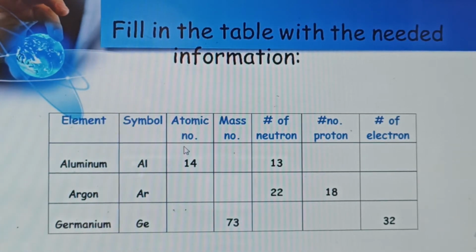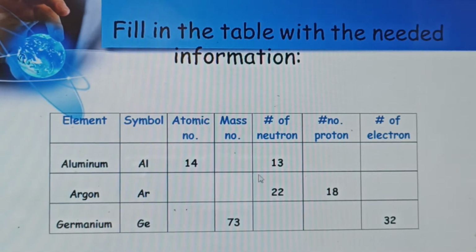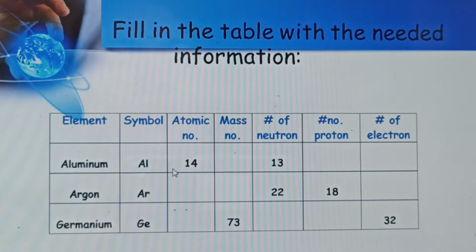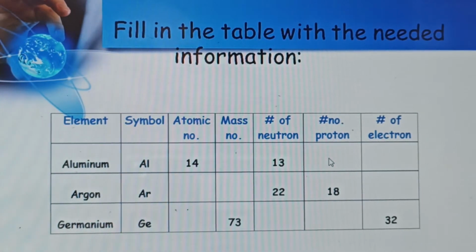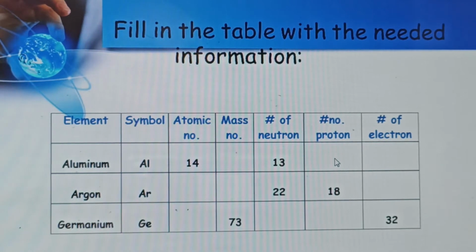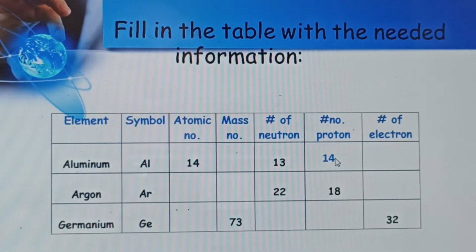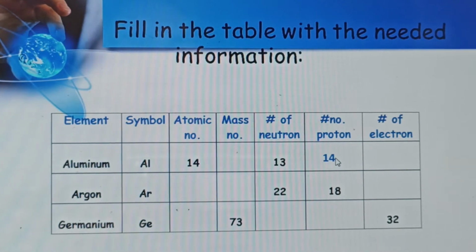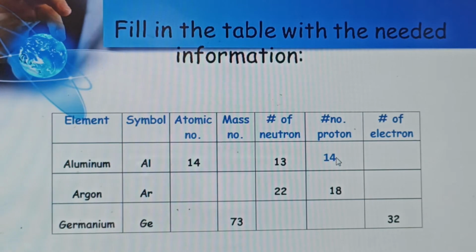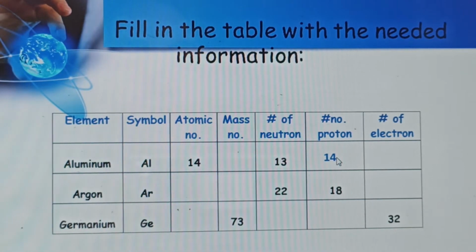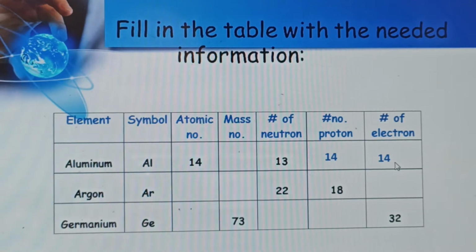So for the atomic number, we have 14, and the number of neutrons, we have 13. We have learned before that the atomic number is always equal to the number of protons. So we can conclude that the number of protons for aluminum will be 14. And take note of this: in a neutral atom, always remember that the number of protons is always equal to the number of electrons. So for aluminum, we have 14 electrons.